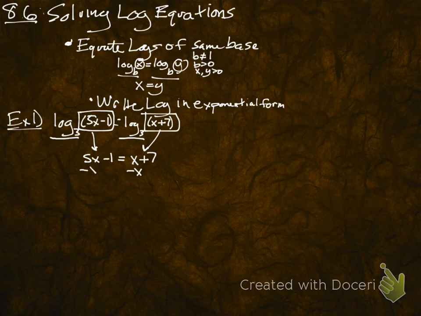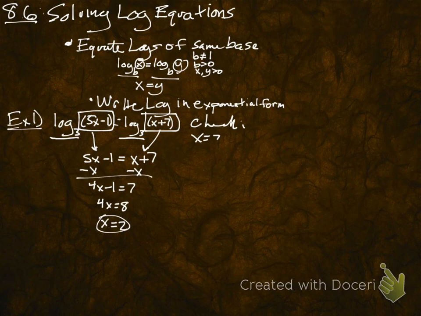So I'm going to just equate 5x minus 1 with x plus 7, and we're automatically in the very simple linear equation. So if we solve this, we're going to get 4x minus 1 equals 7. If you add 1 to both sides, you'll get 4x equals 8. And if you divide by 4, we'll get 2. So x equals 2 appears to be the solution.